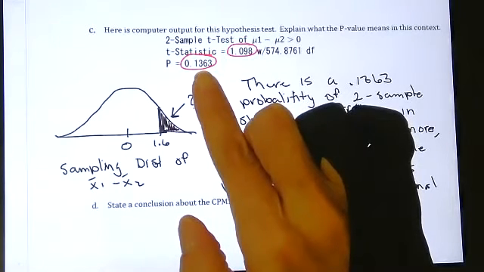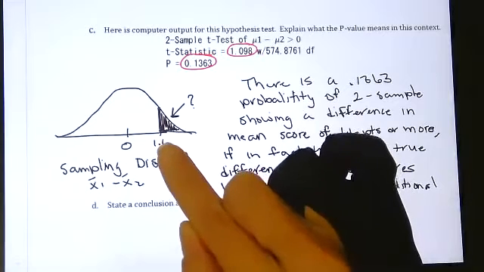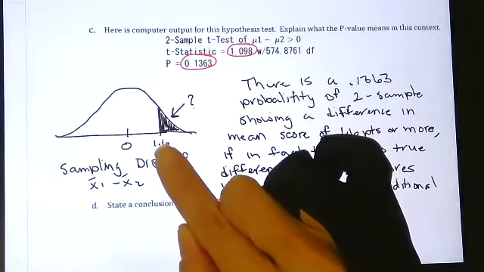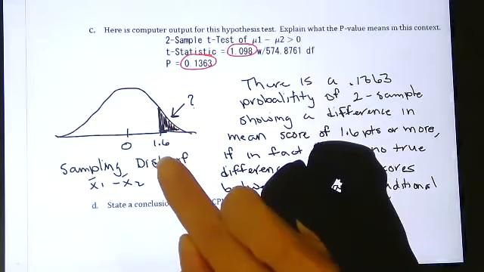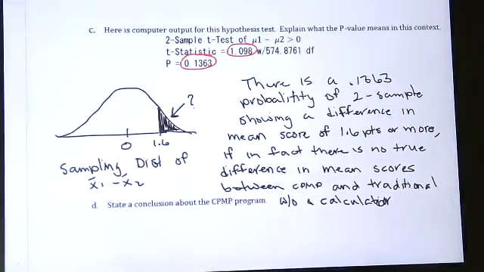Is that unusual? Is 14% something we consider unusual? Yeah, not really. So random chance, 14% chance that this difference would occur just by randomization, just by normal random chance. So it's not surprising. So we have no reason to doubt that this is true. In other words, we cannot reject the null.